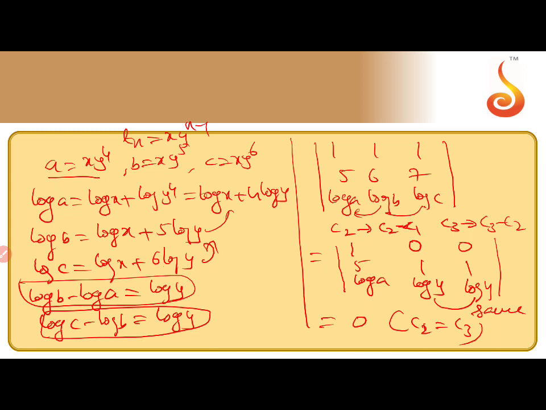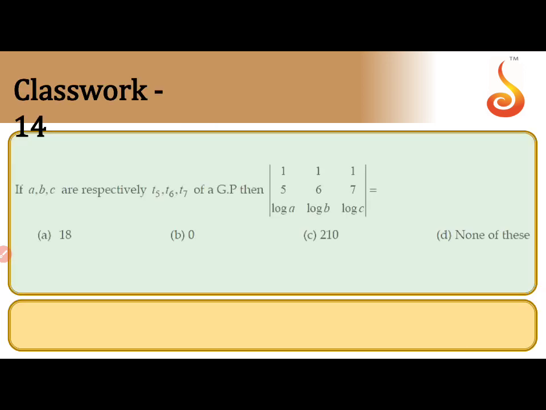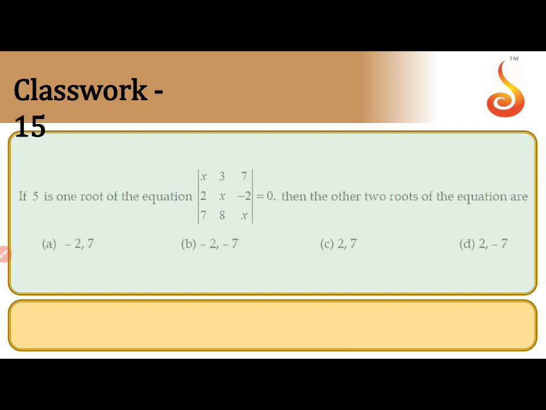Clear? It's a little long, but it's an easy and important question. If any question is related to AP, GP problems, maximum determinants, the answer will be 0 only. Keep in mind, there is some shortcut way. Check the answer. Option B is right.